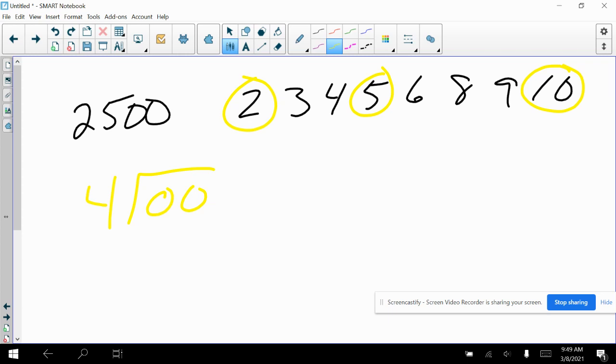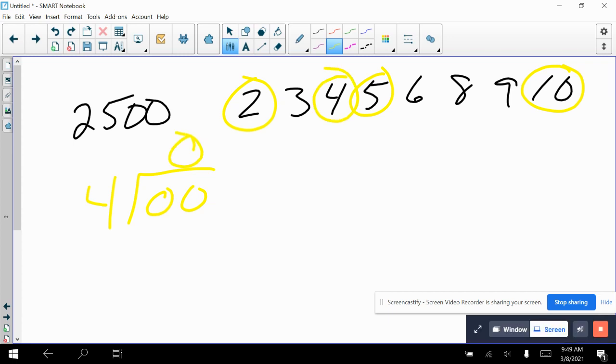Shh. What is that, Andy? Oh, okay. Does it go in evenly though? Yes, it does. That's where you got to be careful. Does 4 go into 0? Yeah, 0 times. You get no remainder. That's where you got to be careful.